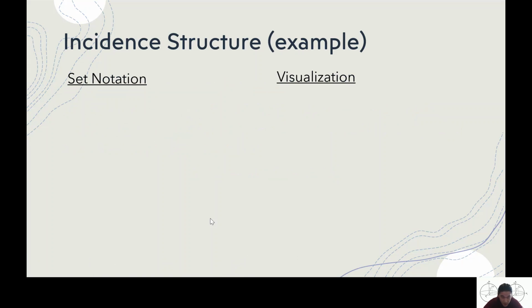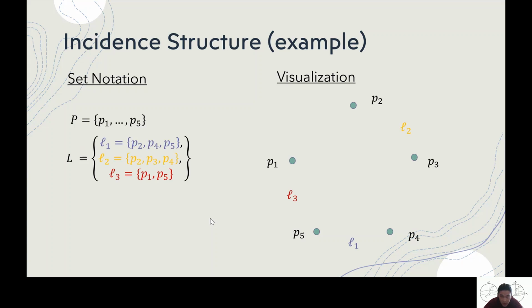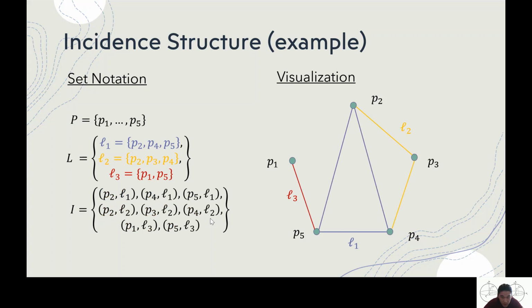So here's an example of an incidence structure. We'll throw down a set of points P, in this case P1 to P5. Then we'll throw down some line elements, L1 to L3, and we'll define them as subsets of the point set in a way that we've implicitly given our incidence relations as so. So there's our first look at an incidence structure.